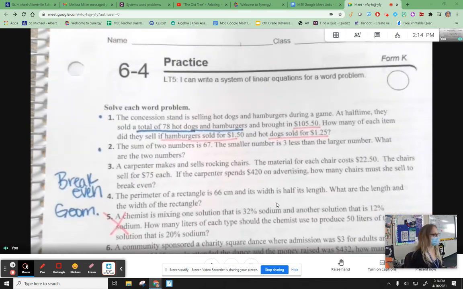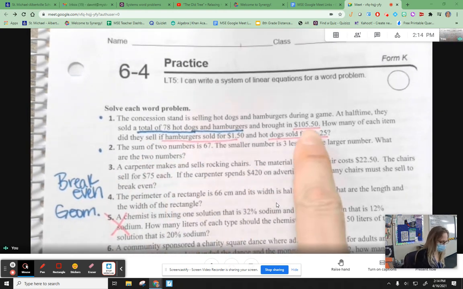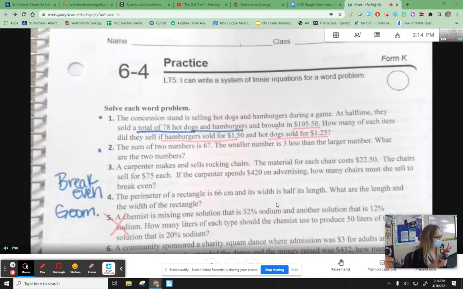Notice how I used 2 different colors here as I was underlining. Part of the reason for that is I'm thinking of the categories that I'm hearing. I'm hearing there was a number of items, and then I was hearing the cost of those items. And when we were doing 6-3, that was kind of what we were doing, categorizing by here's a number of and here's a cost of.